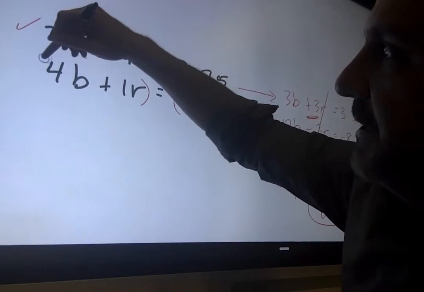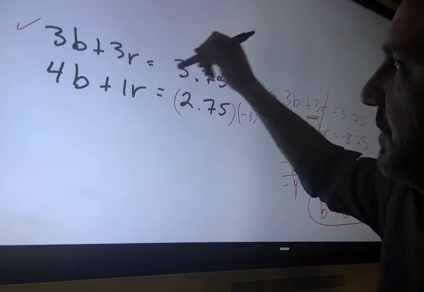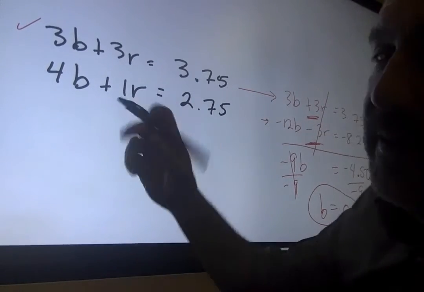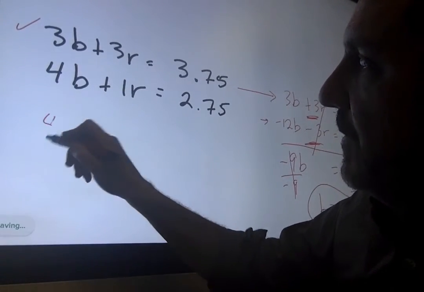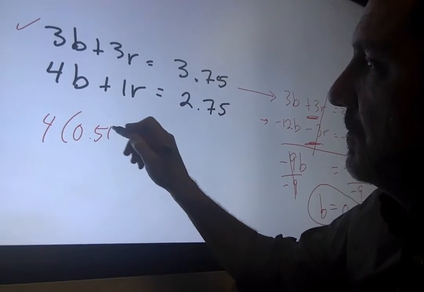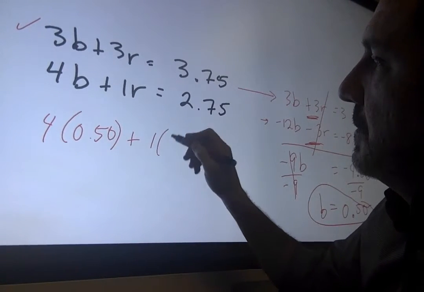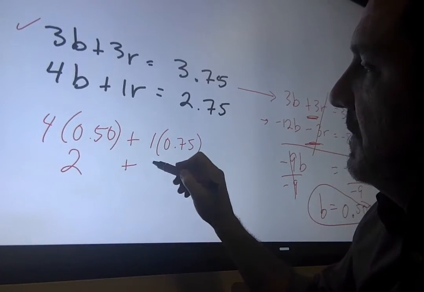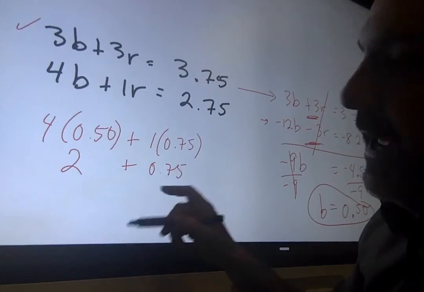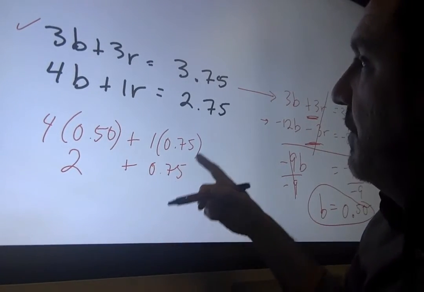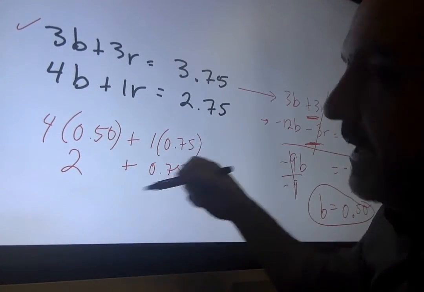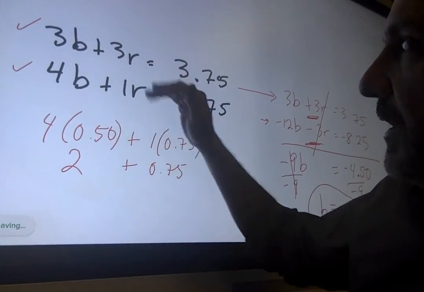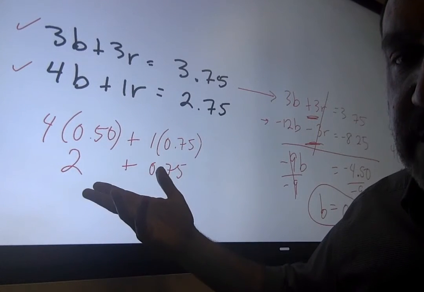By the way, I'm erasing it because it's a video. I'm trying to make sure everything fits on the screen. You should not erase when you check. Okay, I'm going to take now my answers and plug them into the second equation. All right, that's $2 for the bananas, 75 cents for the oranges, and 2 plus 75 cents is $2.75, right? So that checks out. So as long as my answers make both equations true, I've got the right answer.